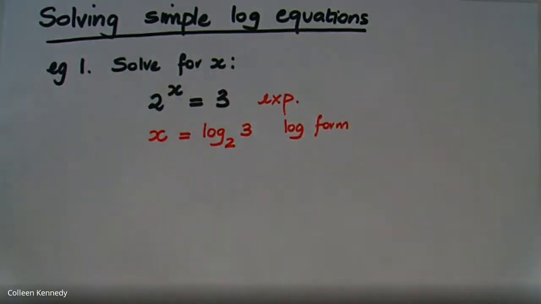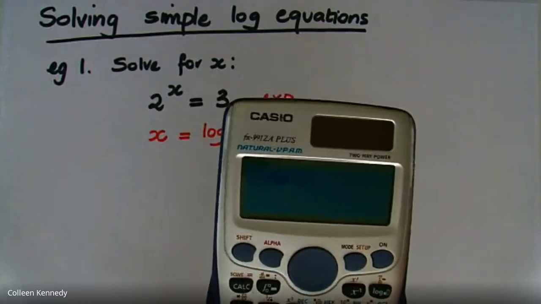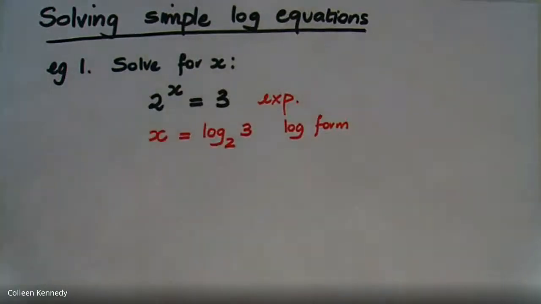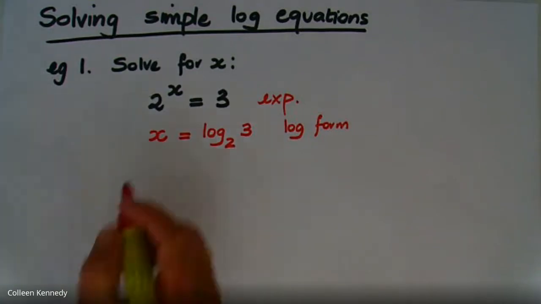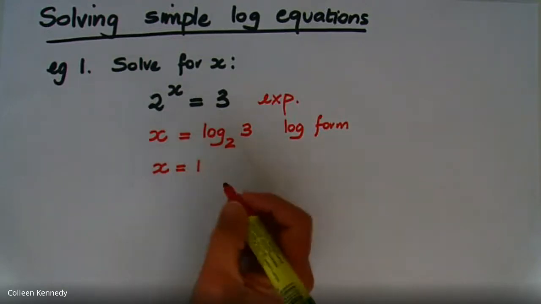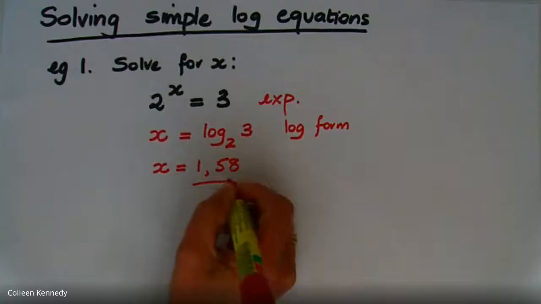And now you'll get out your Casio, and your Casio has a nice key. It's got a key that's log to the base of something, of another thing. You can get that out, and the Casio will do the work for you. So if you take your Casio and put your base as 2 and your number of 3, you will get your answer. Let's do to 2 decimal places. And what is it? 1,58. Simple as that.